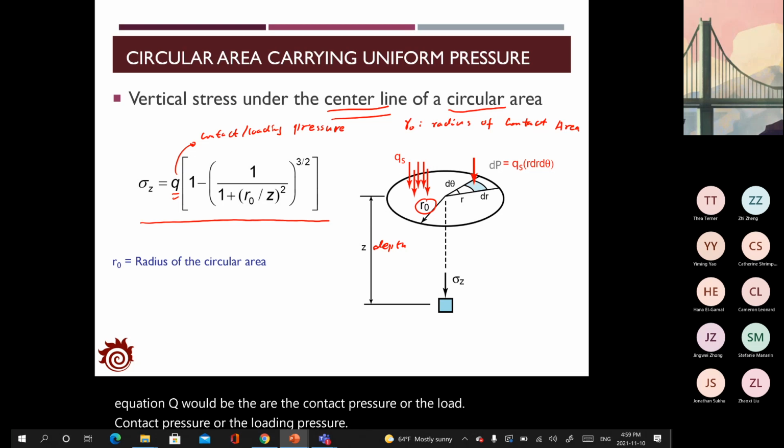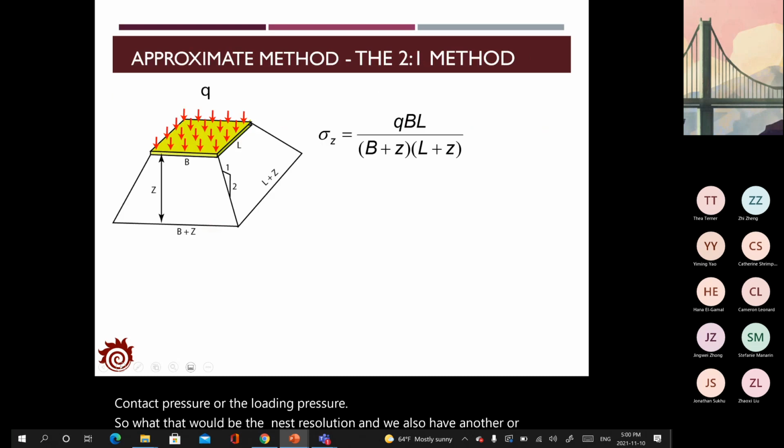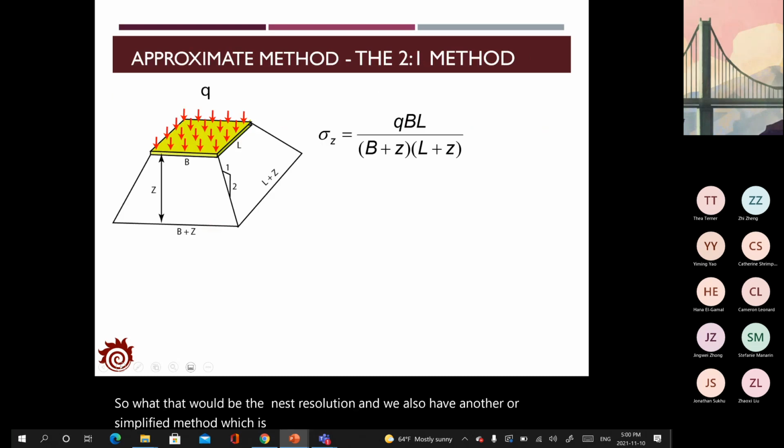So that will be the Boussinesq solution, and we also have another simplified method, which is called the 2-to-1 method, to find out the approximate stress under different depths of the pavement structure.